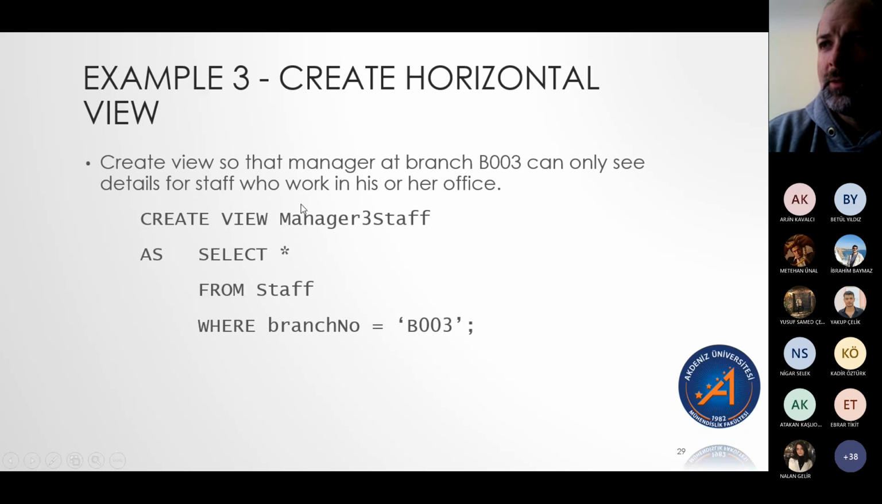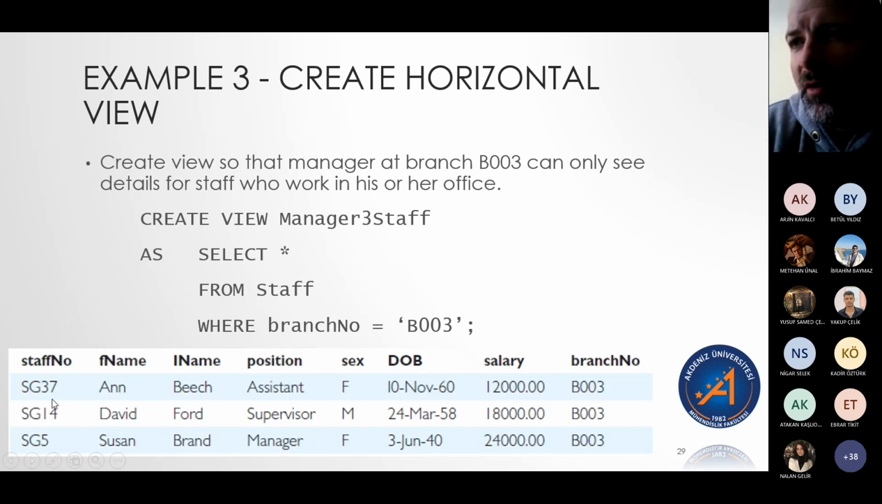Okay, so this will look like a table and basically have the same columns as the staff table, including the branch number. Notice that all branch numbers are B003. So when the manager at branch B003, so I guess Susan here, tries to access the manager 3 staff, she will use it as select whatever from manager 3 staff view. It looks just like a table.